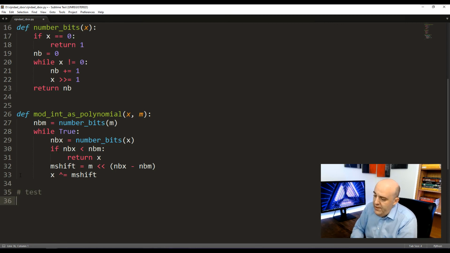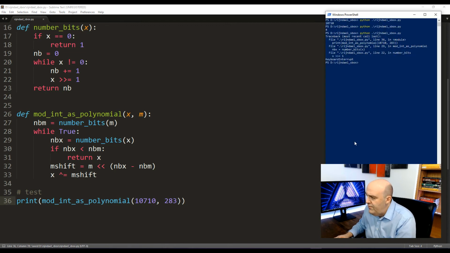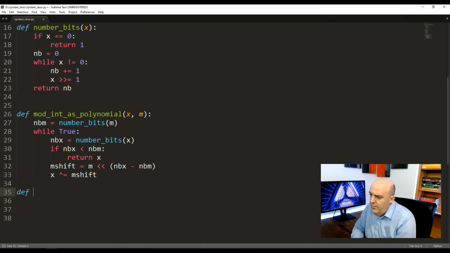And then just for a little test here, if we remember in our examples, if we took the polynomial that corresponds to 10,710 and then modded it by the polynomial which corresponds to 283, which is actually that Rijndael polynomial, then we got 88, right? And we can test that as a little test, and we see that we do get 88, so that works.